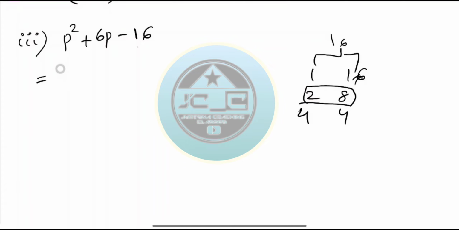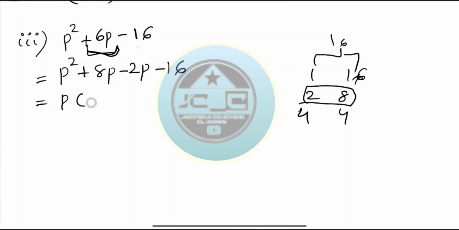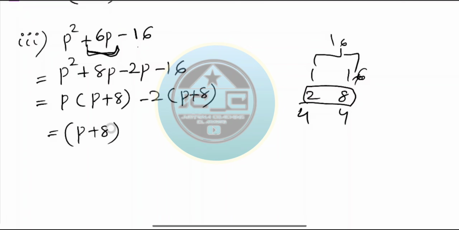Now p square plus 8p minus 2p minus 16. The midterm has been split into two different terms. After taking p common, we have p plus 8, minus 2 whole into p plus 8. Then you have p plus 8 and p minus 2. This is the final answer.